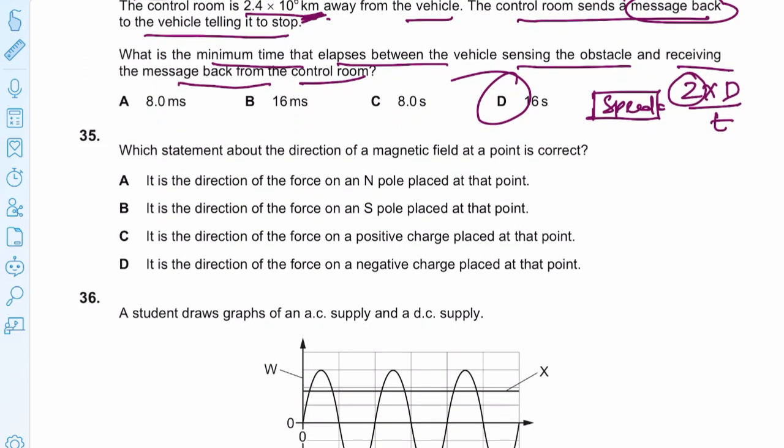Question number 35. Which statement about the direction of the magnetic field at a point is correct? Yes, this is option A, because it is the direction of the force on a north pole placed at the point.